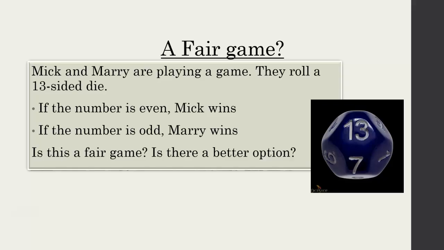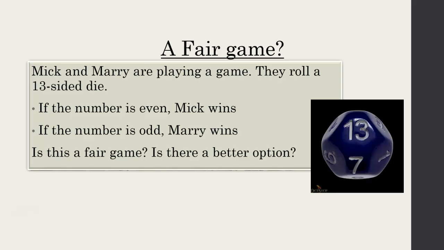Fair means that they have an equal probability of winning. Another way of thinking about it is, if they played the game over and over and over again, they should both win roughly the same amount of times. Let's say Mick and Mary played the game 100 times, and Mick won 48 times and Mary won 52 times. Yes, Mary won a little bit more, but they're both roughly around 50, so it would be pretty fair.